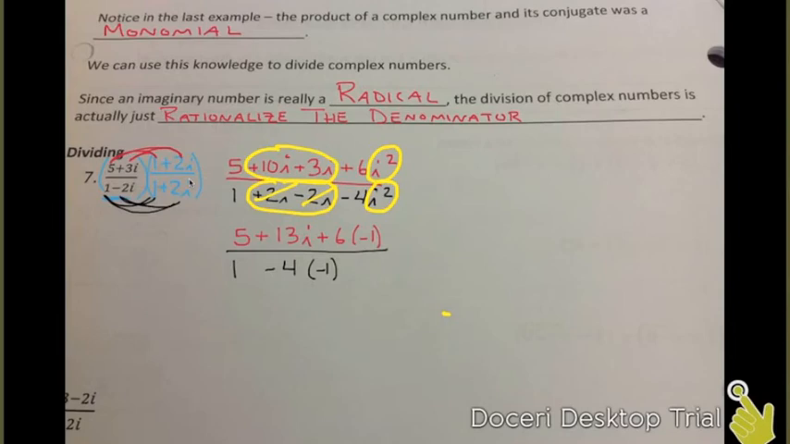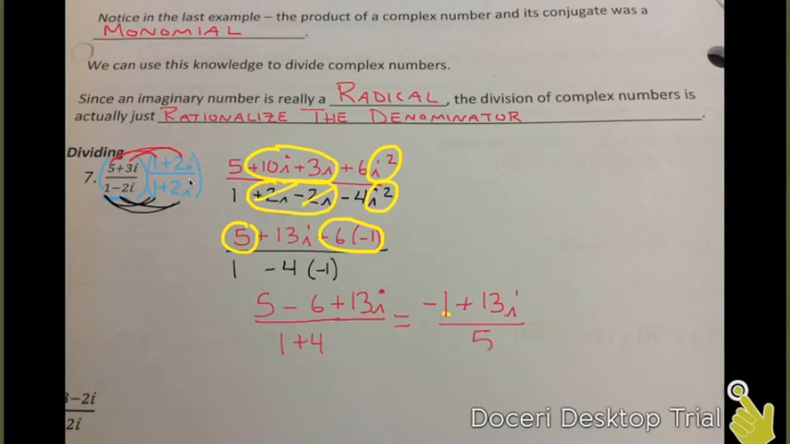So if we take it one step further, we have 5 plus 6 times negative 1, which is going to end up being negative 6. So we'll have 5 minus 6 over, oh, we don't want to forget our plus 13i on there. I'm just switching the order of things. And on the bottom, we're going to have 1 plus 4. So the final answer for this should end up to be negative 1 plus 13i over 5. We can't simplify that anymore because we have an i on the top, we have some addition.